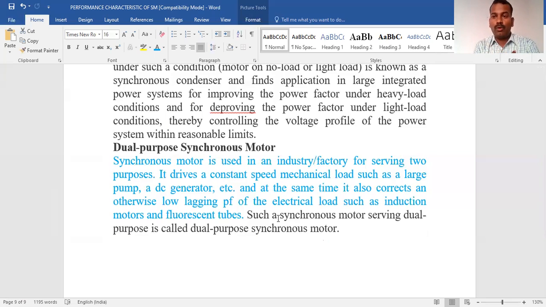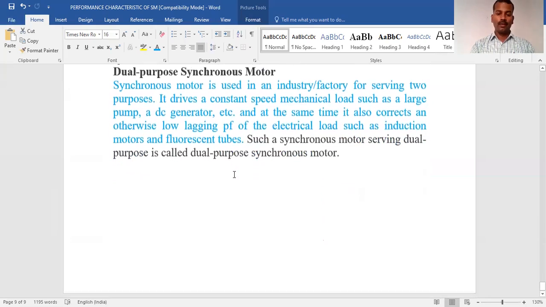If there is a problem and there is a lagging load, to counterbalance it, there will be a need of a leading load. Then there is an overexcited synchronous motor, or underexcited synchronous motor, which is connected there, due to which it counters the problems. Okay, hence this synchronous motor works as a dual purpose.